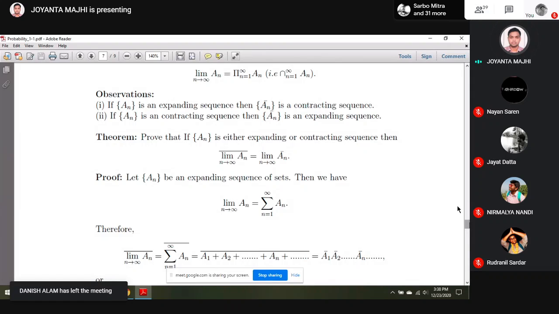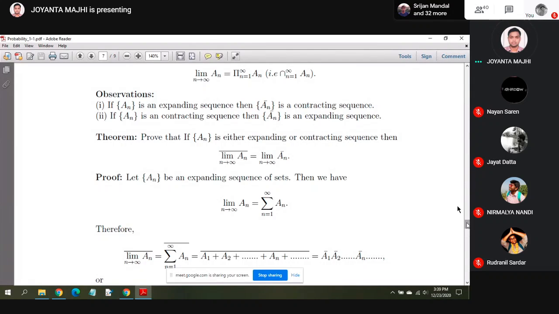Actually, here the bar means complement, okay, and all the results came from set theory. Okay, I can explain this. The theorem says that if a_n is either an expanding sequence or a contracting sequence, then the complement of the limit as n tends to infinity of a_n is equal to the limit as n tends to infinity of the complement of a_n.